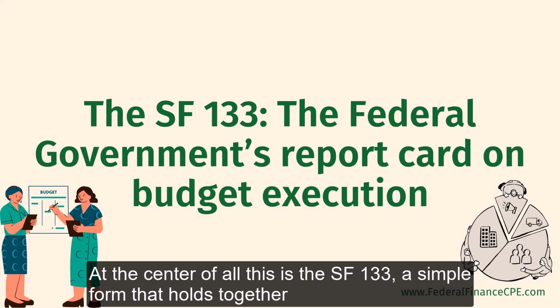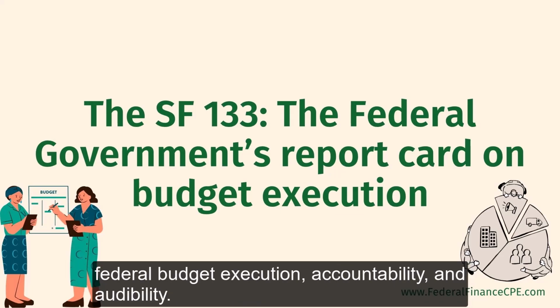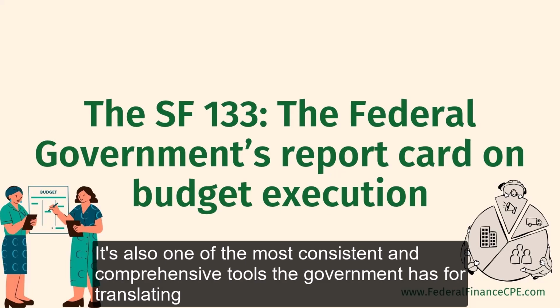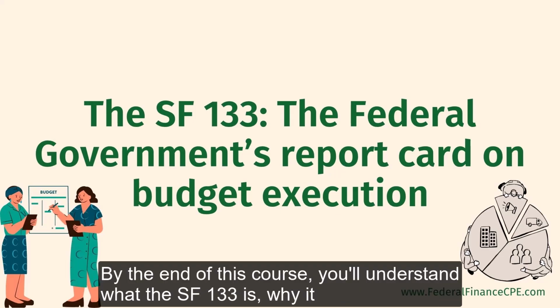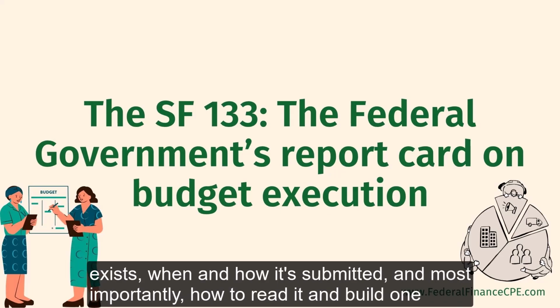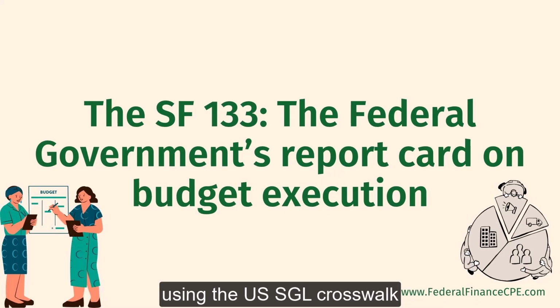At the center of all this is the SF-133, a simple form that holds together federal budget execution, accountability, and auditability. It's also one of the most consistent and comprehensive tools the government has for translating financial activity into budget terms. By the end of this course, you'll understand what the SF-133 is, why it exists, when and how it's submitted, and most importantly, how to read it and build one using the USSGL Crosswalk.